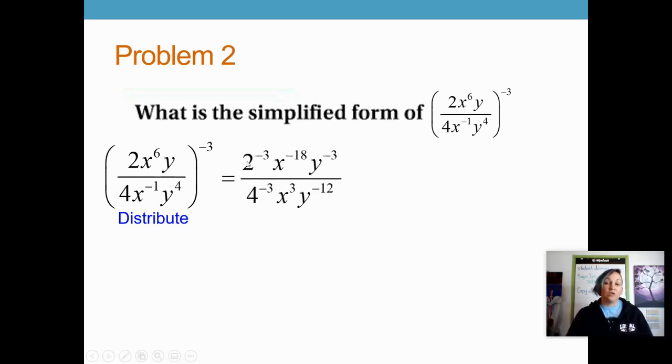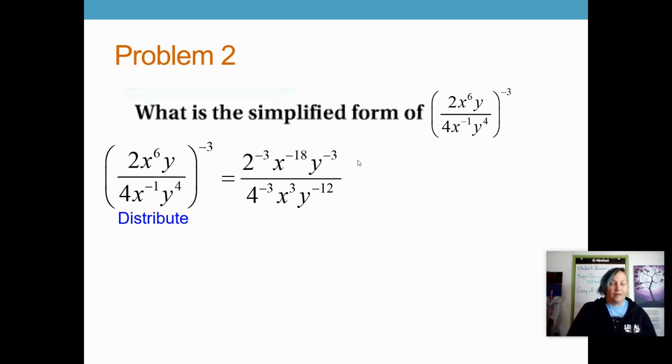So notice that my 2 has an exponent of -3. For the letter X, I multiplied 6 times -3 and I got -18. My letter Y did not have an exponent, so now it does. It has an exponent of -3. On the bottom, my 4 has an exponent of -3. My X already had a -1, so we'll do -1 times -3, and that turns into a +3. And then for the y, I did 4 times -3, and I got -12.